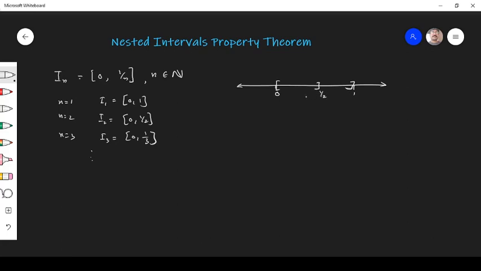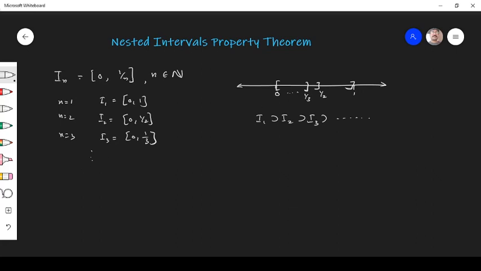This is 1/2. Suppose this is 1/3. Then this is I3, [0, 1/3]. Like that it goes. Here you can see that I1 contains I2, contains I3, and so on. This type of sequence of intervals we call a nested sequence of intervals.